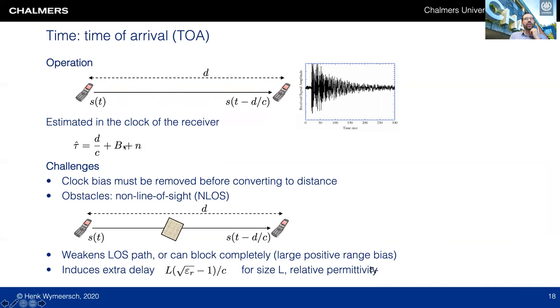A challenge with time of arrival estimates is that when there's a blockage, this can either block the signal completely so you don't have a line of sight path, or it could happen that the signal is delayed because it goes through this object. All right, but time of arrival by itself is probably not enough to solve for both the distance and the clock bias.